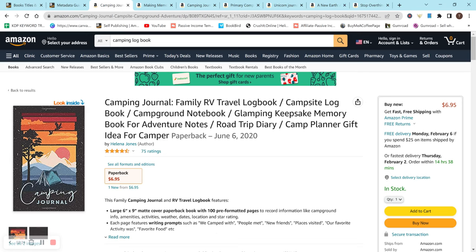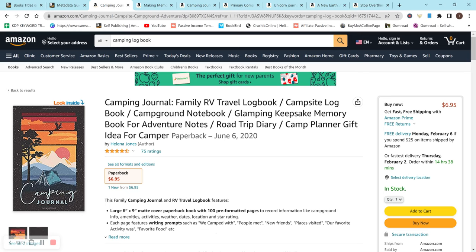After that, they have Family RV Travel Logbook, Campsite Logbook, Campground Notebook, Glamping Keepsake Memory Book for adventure notes, Road Trip Diary, Camp Planner Gift Idea for camper. So what they did here is they put in as many keywords as they possibly could and made them as different as possible. So they don't have a ton of competing words. There are some very similar words like campsite, campground, glamping, camp, but they're not actually the same word.